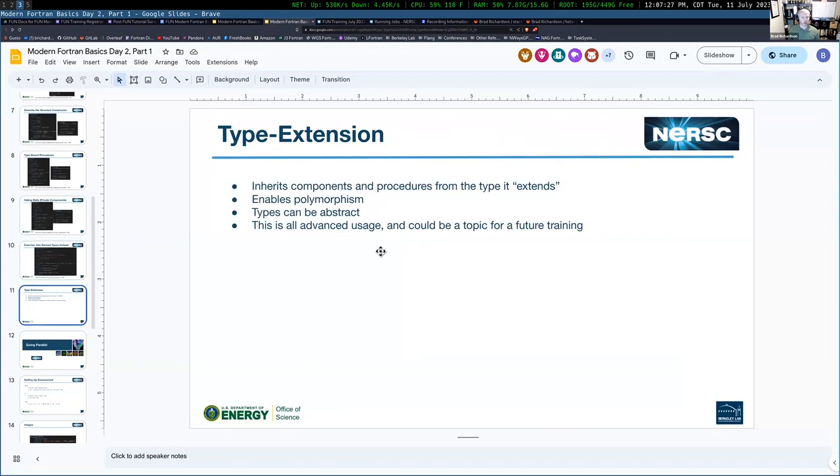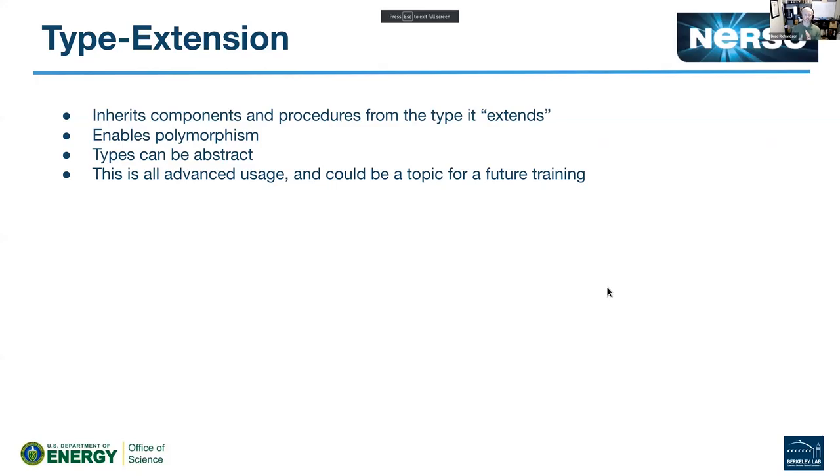But let's talk briefly about type extension. There's an extends keyword that you can use for a derived type. You can say that my type extends from this other type. And when you say that, you're saying that it will get all of the same components as that other type has, and all of the type bound procedures that it defined, automatically.